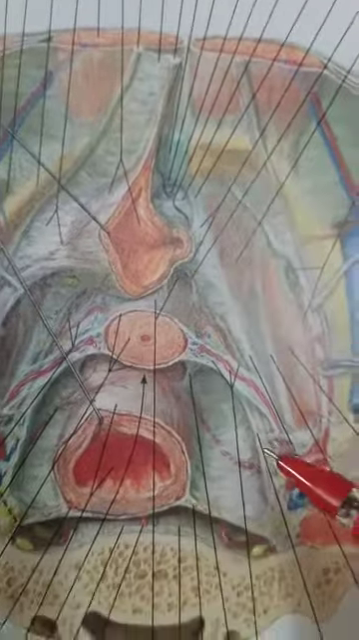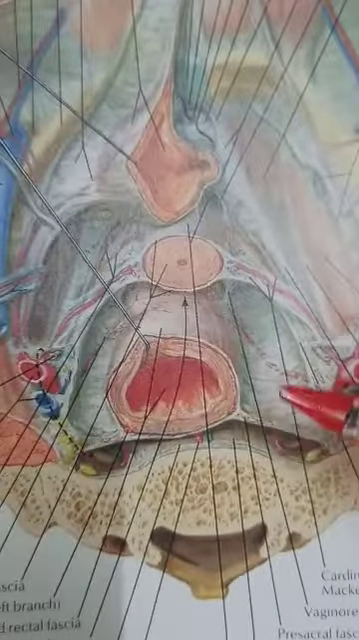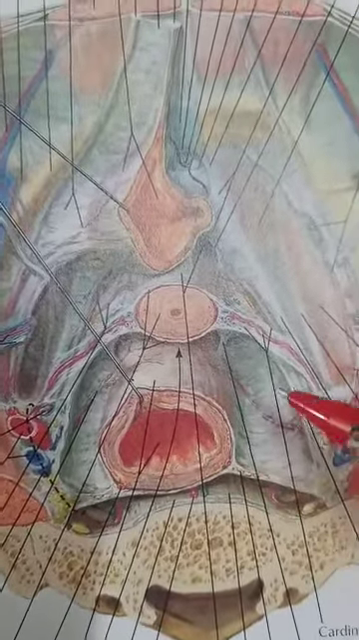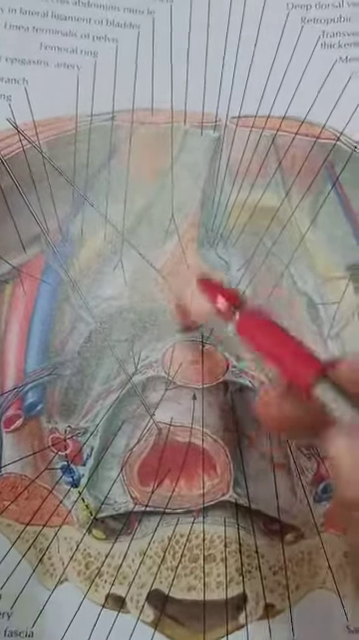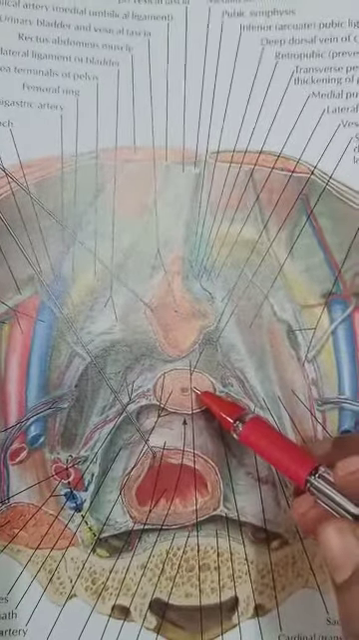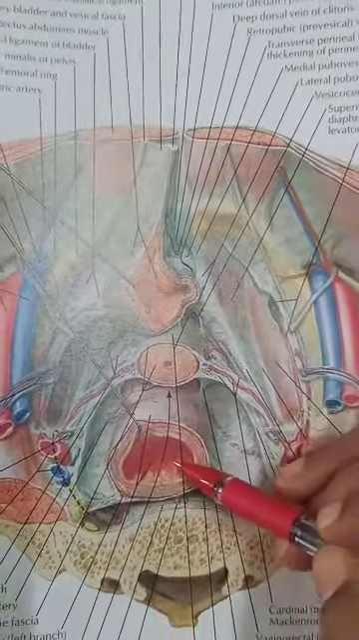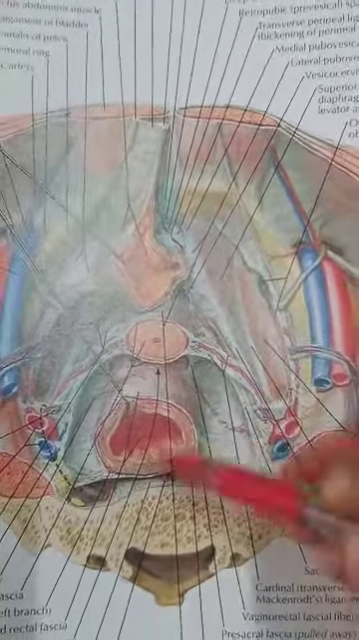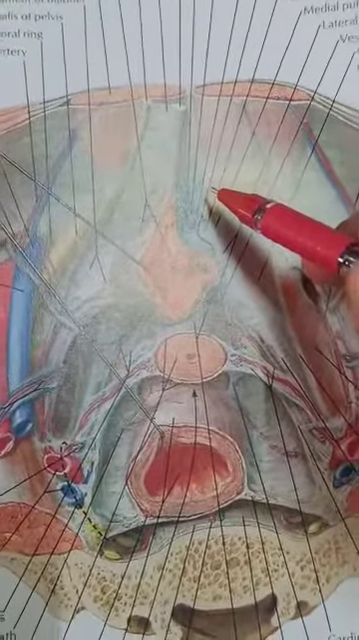Next is the ligaments of the urinary bladder. It is divided into two categories: true ligaments and false ligaments. So this is a cross section, and this is our urinary bladder. Here comes the uterus. This is the rectum. This is the female portion, and here we can see there are true ligaments and false ligaments.